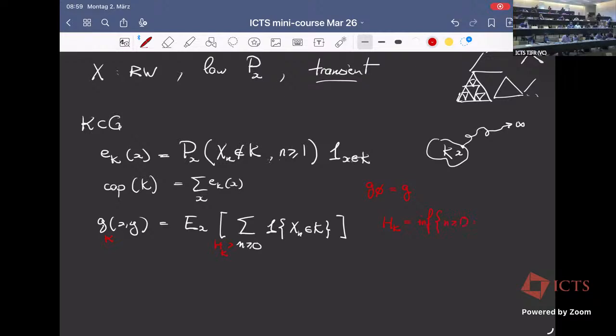Sorry, could you repeat that? Your audio is just cutting out. Maybe, yeah, could you repeat that?